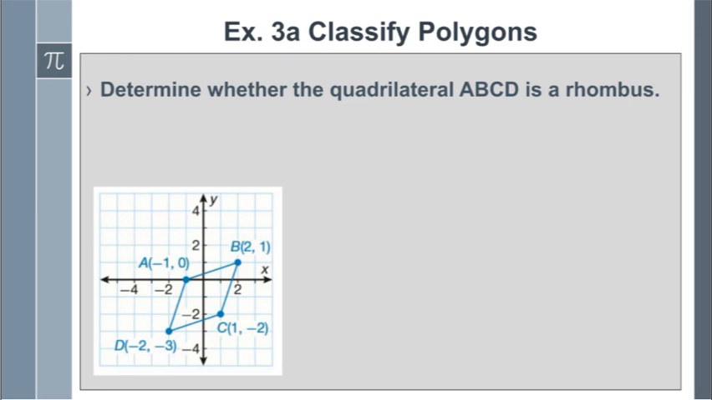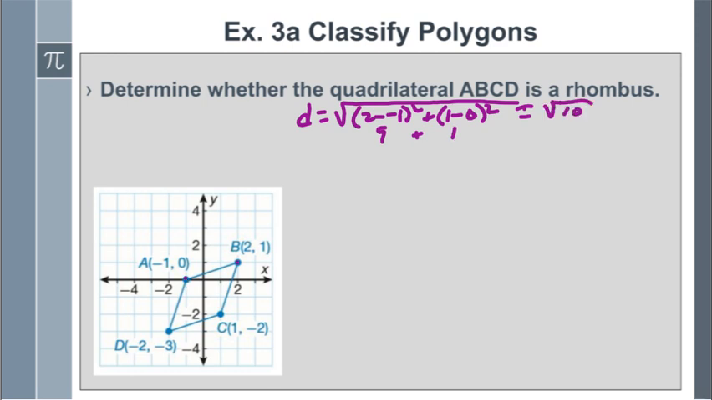So let's find the distance from A to B. I'm just going to use the distance formula. So now I have 2 minus a negative 1 squared plus 1 minus 0 squared, which will give us 2 minus a negative 1 is 3. 3 squared is 9. So this is 9 plus the 1 gives us the square root of 10. So this is AB.